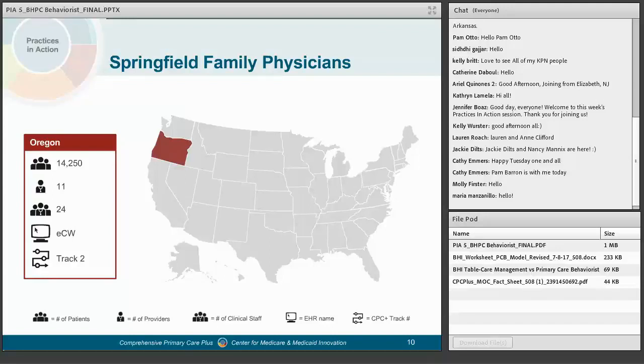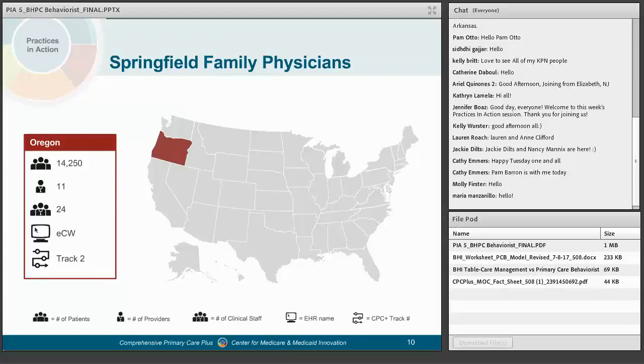Thanks, Stephanie, and hi, everybody. I'm Megan, and like Stephanie said, I'm with Springfield Family Physicians, and we are located in Springfield, Oregon. We currently have 14,250 patients that are active in our clinic, and we have 11 providers, and we also have 24 medical assistants, and then we have an additional about 24, 25 support staff in addition to those medical assistants. And we use eClinicalWorks for our electronic health record, and we are on track 2.